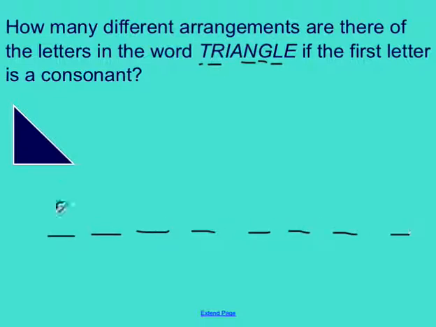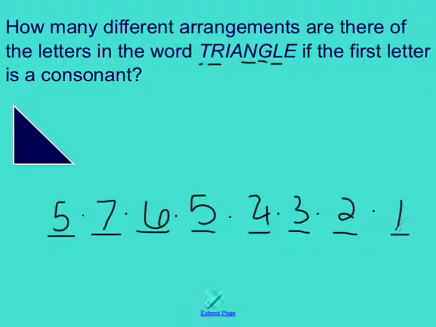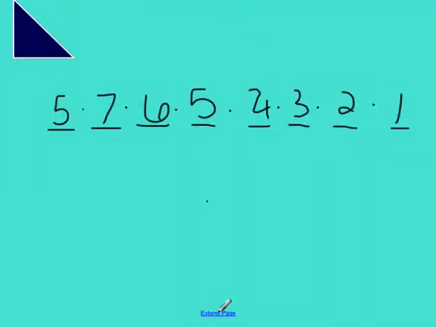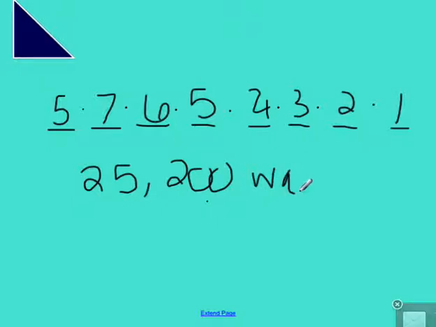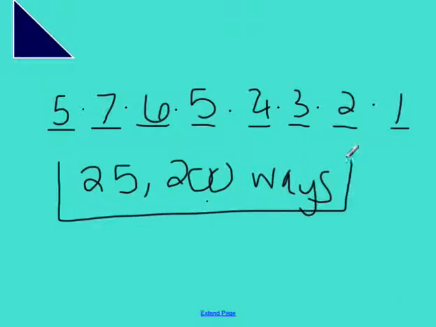Then I have 5 options for the first letter to be a consonant. There's 5 consonants, so there's 5 options there. Then when we go to the second letter, it doesn't matter which consonant we've used. Since we've used 1 letter, there's only 7 left for our second choice. And then 6, and then 5, and then 4, and then 3, and then 2, and then 1. So in my calculator, I'm going to do 5 times 7 times 6 times 5 times 4 times 3 times 2 times 1. And when you multiply that out, you get 25,200 ways. So that's your final answer for number 7.